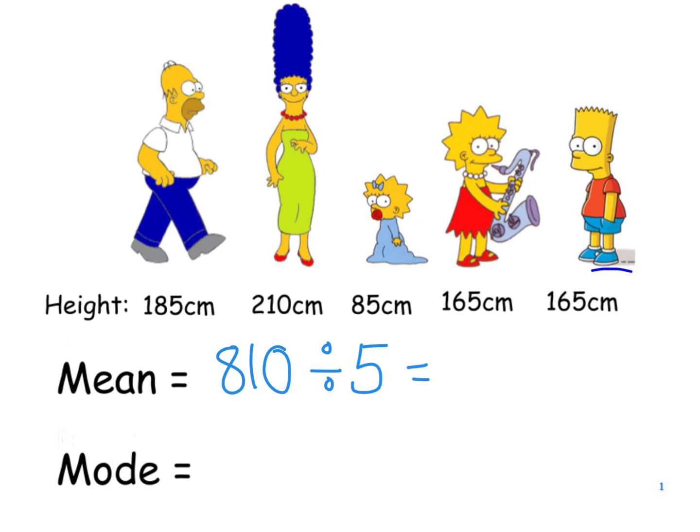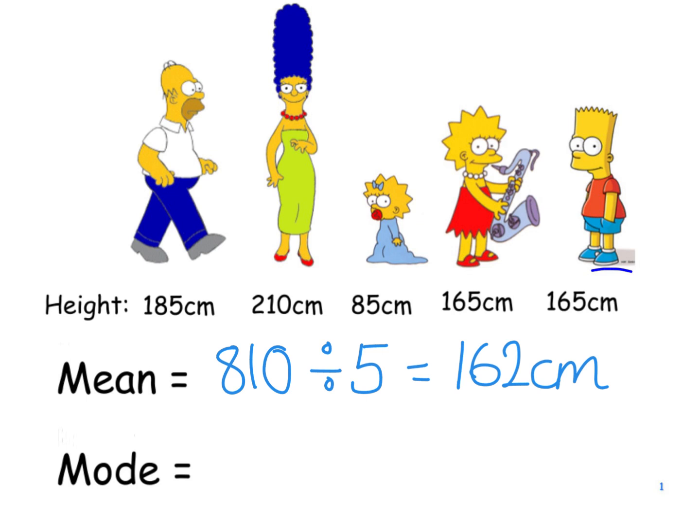So we're doing 810 divided by 5, and that gives us 162. Now, this could have been with a calculator. It could have been done by doing some sums at the side. I've used a calculator for speed. So that gives me 162. So that means that the average, the mean height is 162 centimetres.